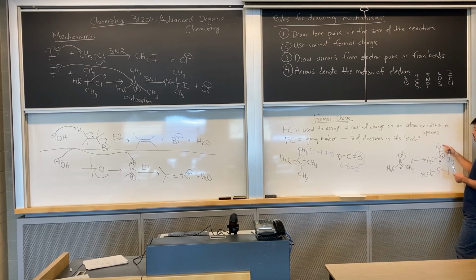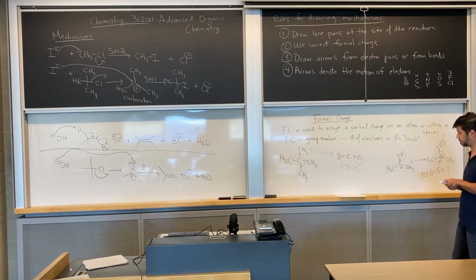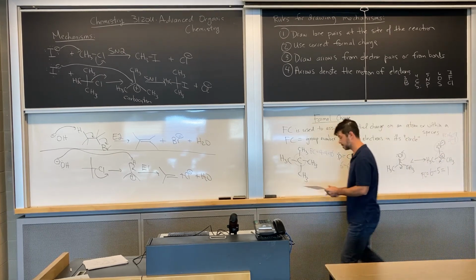If you look at the oxygen here, the formal charge of this oxygen, it's group number 6 minus 1, 2, 3, 4, 5, 6, 7 equals -1. So therefore, this oxygen here must have a minus charge. Okay, so that's how you correctly assign formal charges.